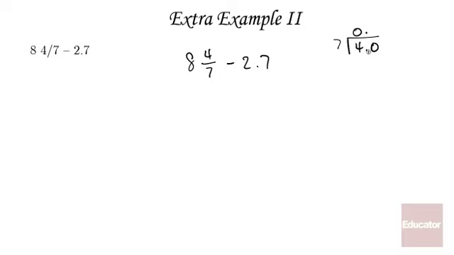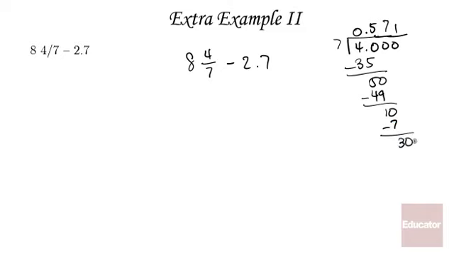7 times 5 is 35, so that's going to be our closest. And it'll go into 57 times, that's 49. We'll go into 10 once. So it looks like I'm not going to have a perfect decimal, or it's going to take some time. So let's just change this one into a fraction instead.